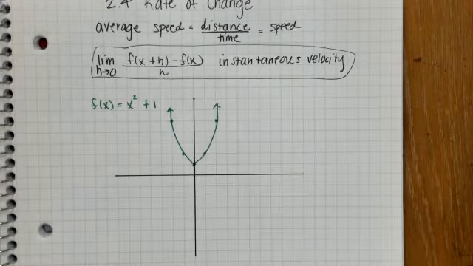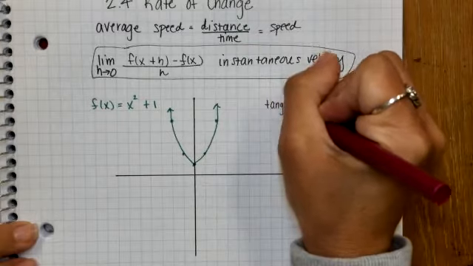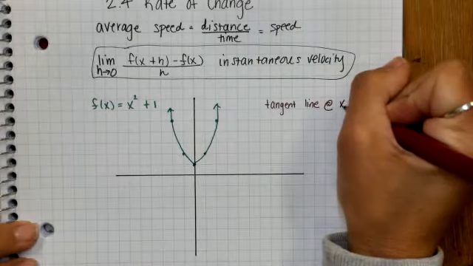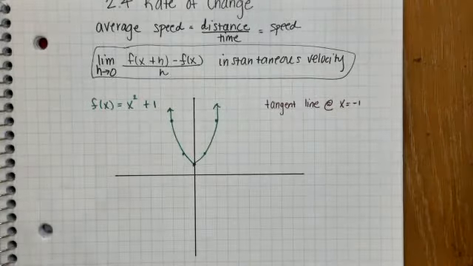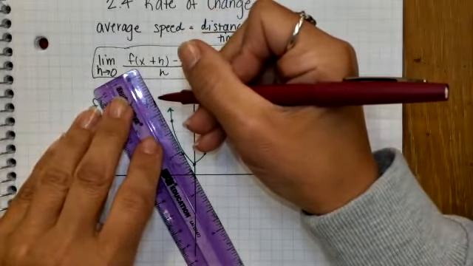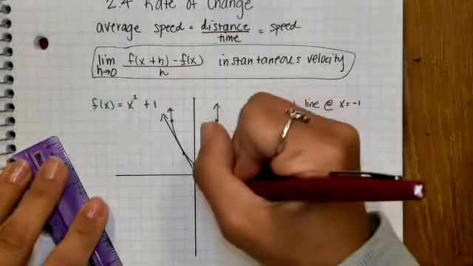Let's look at the tangent line at x equals -1. Let's just sketch that. Of course, it's not going to be exact, but ish.